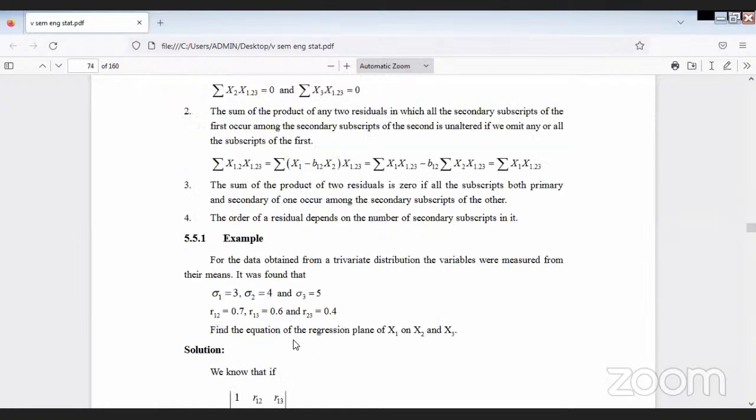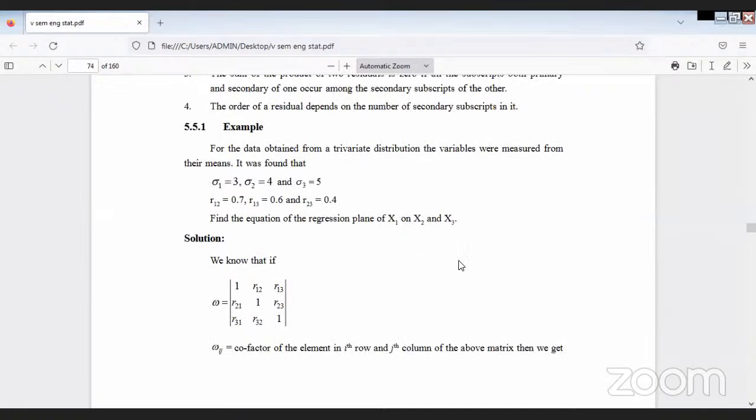R12 = 0.7, R13 = 0.6, R23 = 0.4. Find the equation of the regression plane of x1 on x2, x3. x1 మీద x2 x3 find out చేయమన్నా.